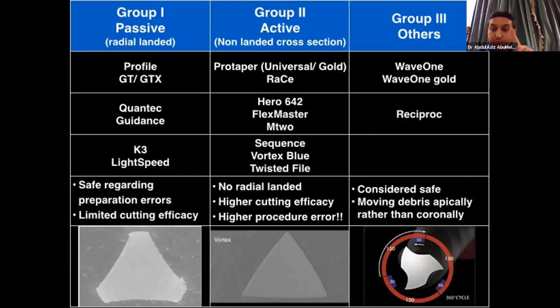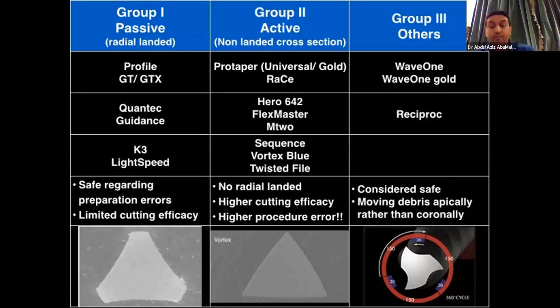Radial land is seen when we have a file and we cut it in cross section. Then you can see it from an electron microscope, the way it looks in shape. In group one, it looks very safe when it touches or slides or lands on the canal wall. It's not aggressive, it's not active, it doesn't have an active rake angle. So it's safe. The famous brands are ProFile, GT and GTX, Quantec, Guidance, K3, Lightspeed. It's less in speed and working.